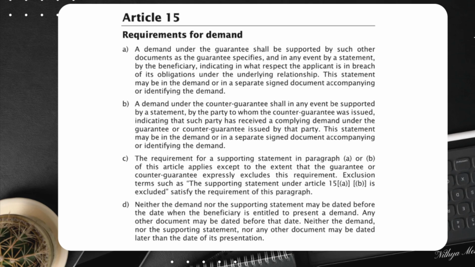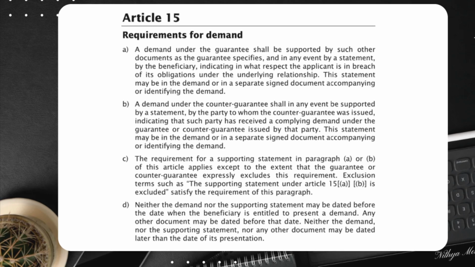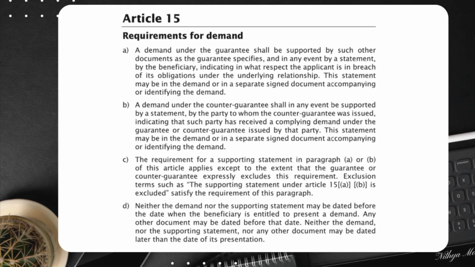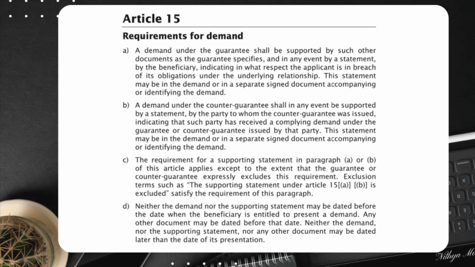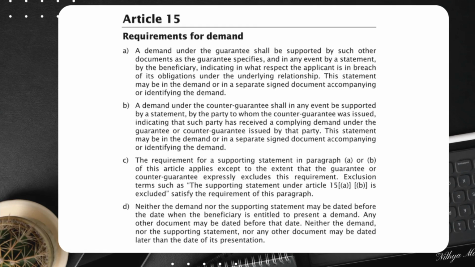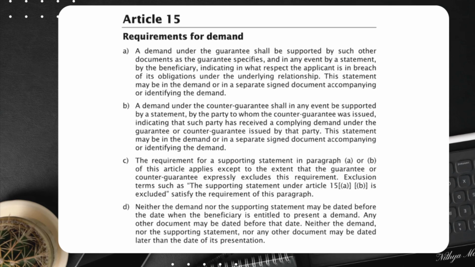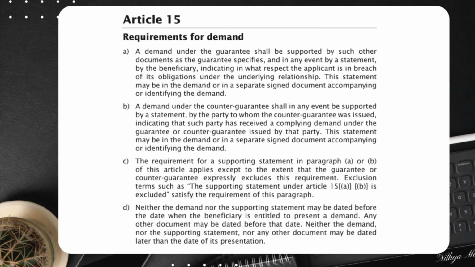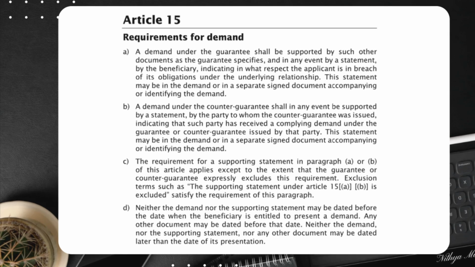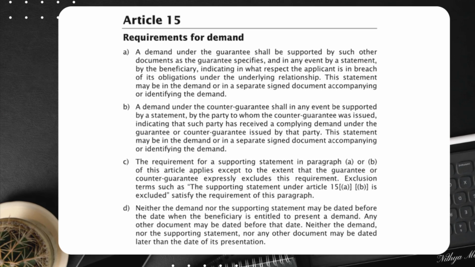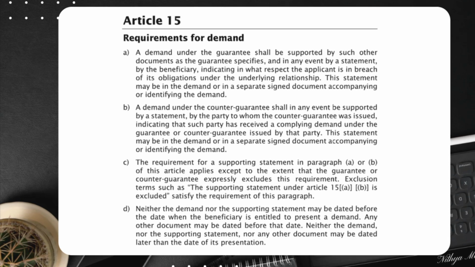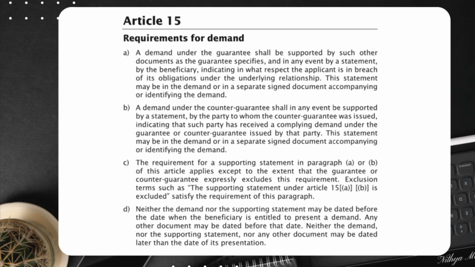First one, review the guarantee terms. Ensure that all required documents and statements are included. Also, use correct wording. If a statement of breach is required, it must be clearly expressed. Remember to check the dates. Make sure the demand and supporting statement are dated appropriately. Also, verify any exclusions. If the guarantee excludes a requirement for a supporting statement, ensure the exclusion is clearly stated.